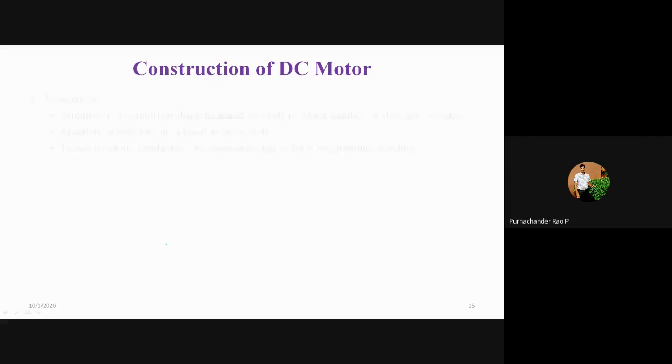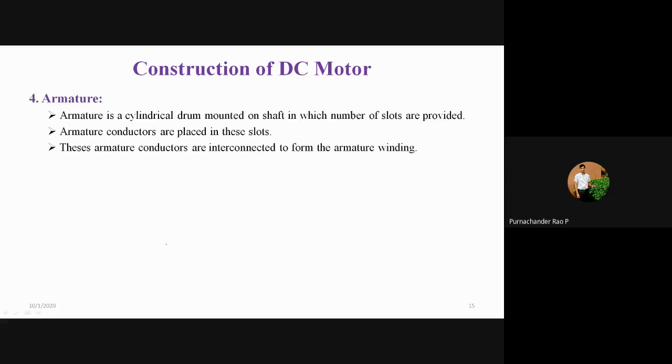And next part is the armature circuit. So the armature is a cylindrical drum. We have already discussed in detail all these parameters in the case of DC generators. The same construction can be used for the DC motor also. A DC machine can be operated as a DC generator or a DC motor, depending on your input supply. That's why I'm going fast here.